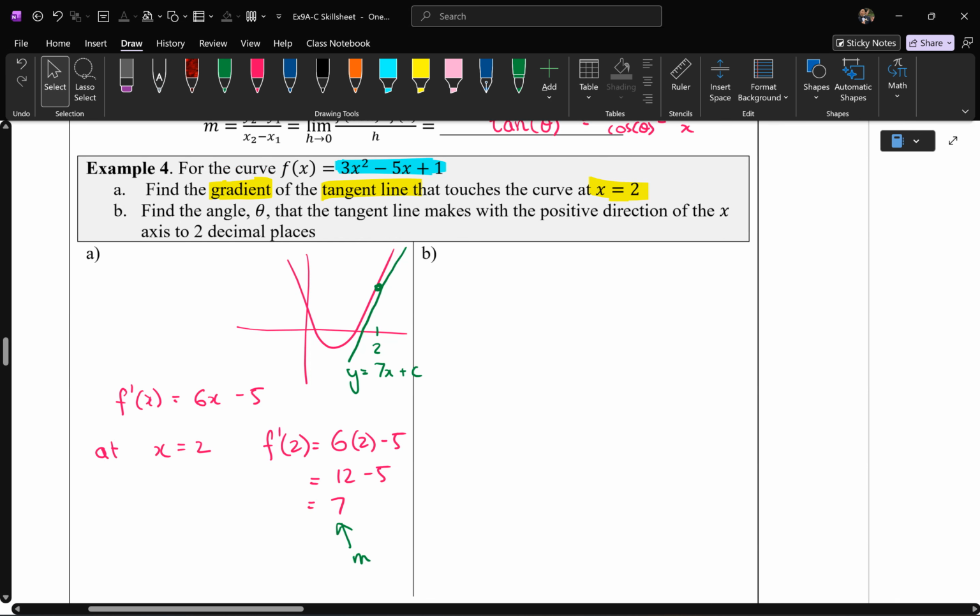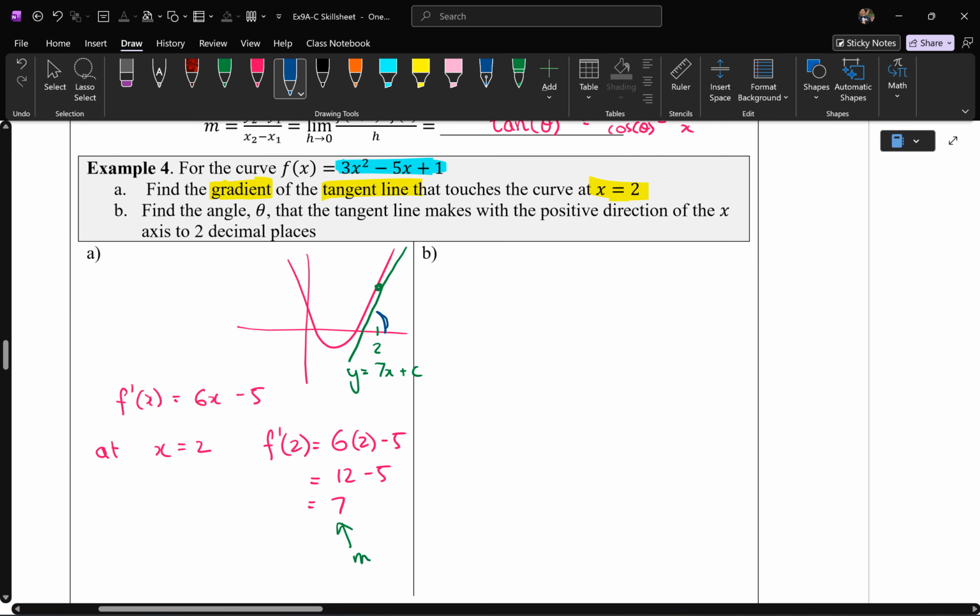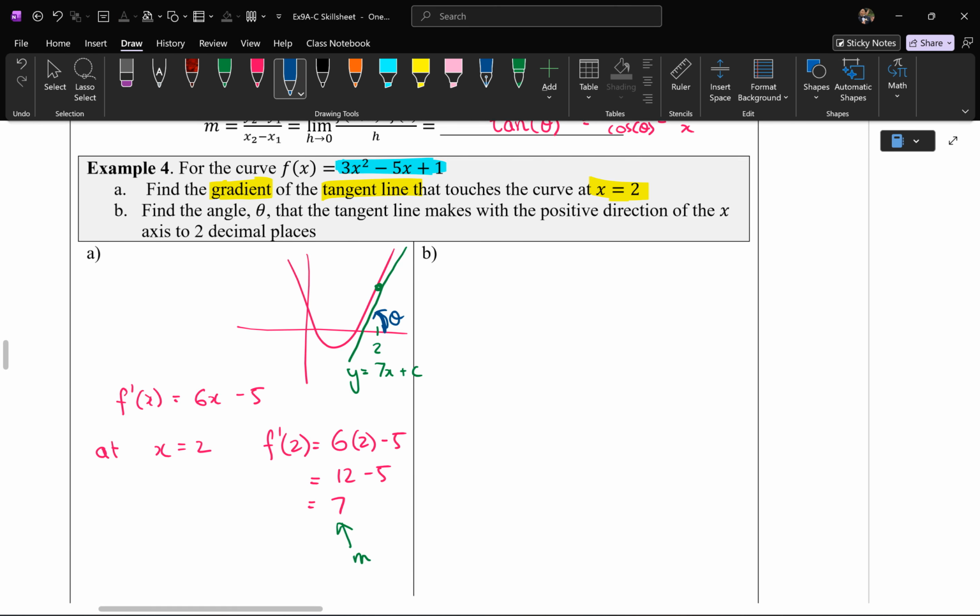What about part B? Part B says now find the angle that the tangent line makes with the positive direction of the x-axis. So what that's asking is, if this is your tangent line and your positive x-axis is over here, what is the angle that this makes? That's what it's asking. But we already know a fact. If this is your line, which is like your hypotenuse, and the horizontal x-axis like this, the theta angle is what you're trying to find.